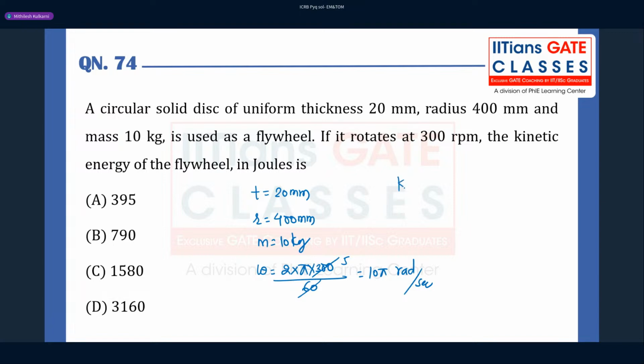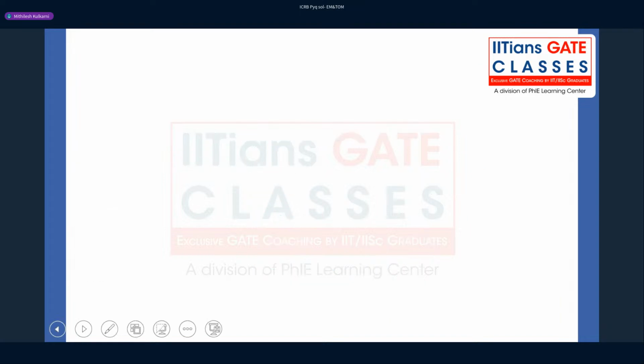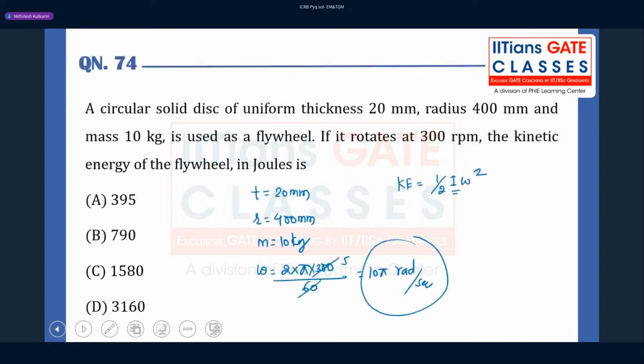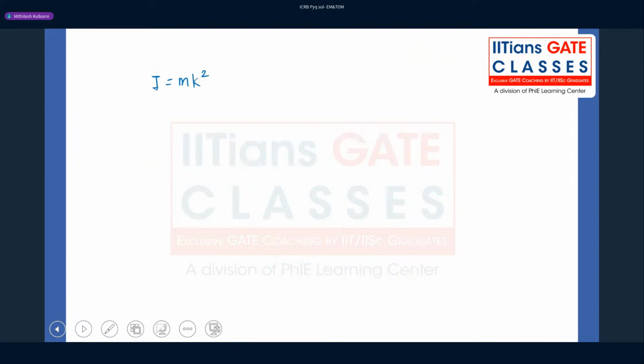We know that the kinetic energy of the flywheel is calculated by half of I omega square. We have already calculated the omega, that is 10 pi radian per second. We have to find the value of I. I is moment of inertia, which is calculated as mk square. If it is a circular disc type flywheel, then the radius of gyration is r by root 2, and the formula becomes mr square by 2. So I can be calculated as 10 into 0.4 square divided by 2. So it will become 0.8.